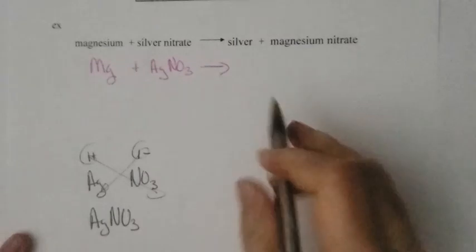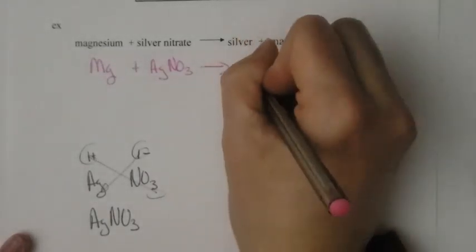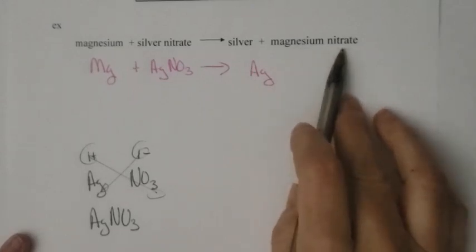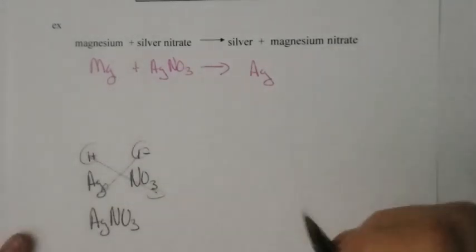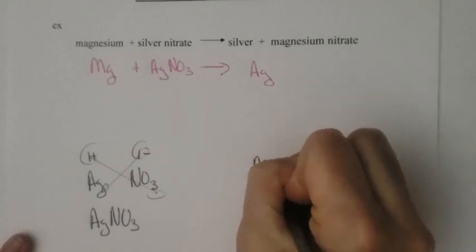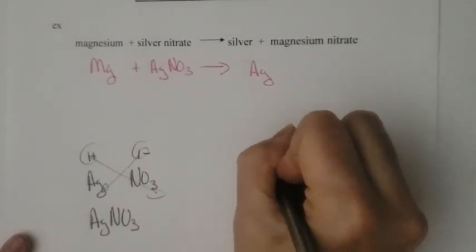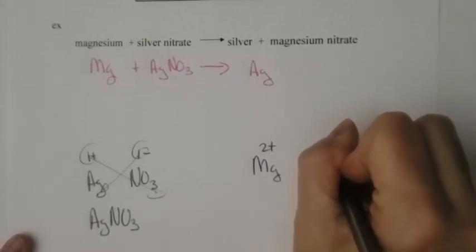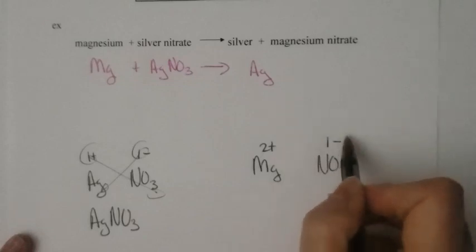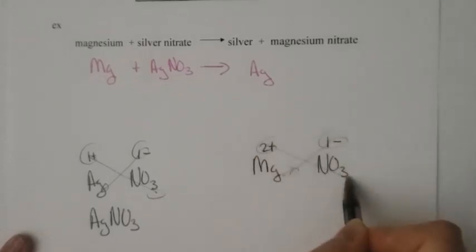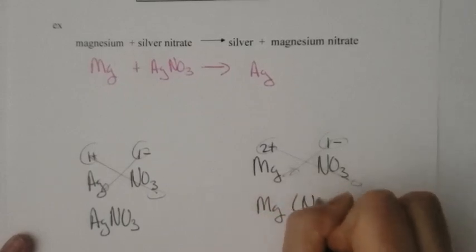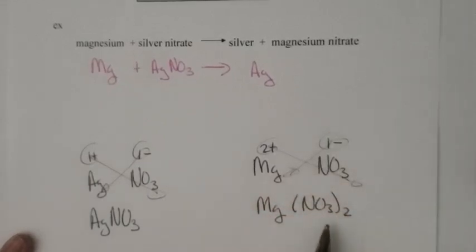And that produces silver. Silver is just Ag plus magnesium nitrate. Well, I need to figure out the formula for magnesium nitrate now. So magnesium is just Mg. It has a 2 plus charge. Nitrate we know is NO3. It has a 1 minus charge. The 1 comes down here. The 2 comes down here. So I end up with Mg bracket NO3, and that has a 2. So I'm going to write that in now.